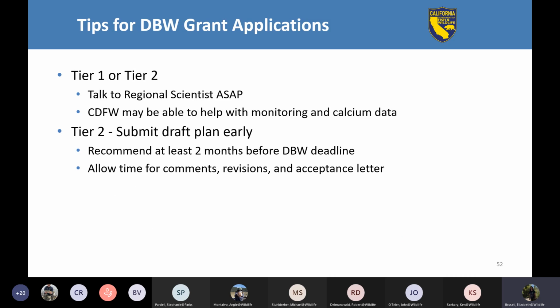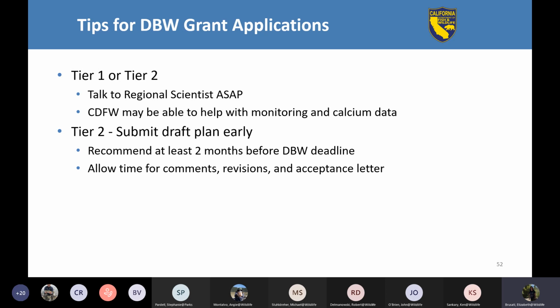And if you are planning to apply for a DBW grant application, here are some tips for you to make your application more successful. Regardless of which type of application you're applying to, definitely talk to your regional scientists as soon as possible. They might be able to help you with monitoring and calcium data. If you are planning a Tier 2 application and you do not yet have a prevention plan, if you need to get it accepted before that application deadline, be sure you get it into us early so we have plenty of time to review it and talk about potential revisions. I'd recommend getting it to us at least 2 months before the DBW grant deadline. That's because we need time to review it, to get comments back to you. Just getting the acceptance letter signed can take a couple of weeks on our end.